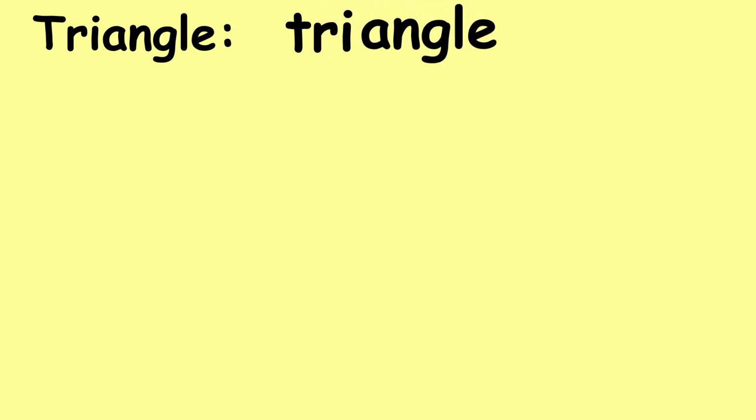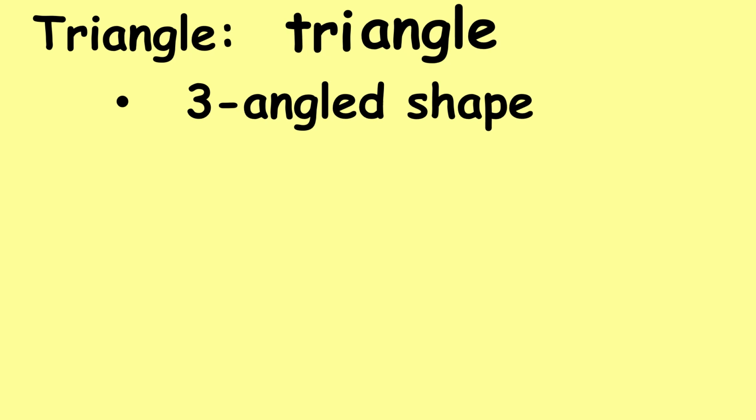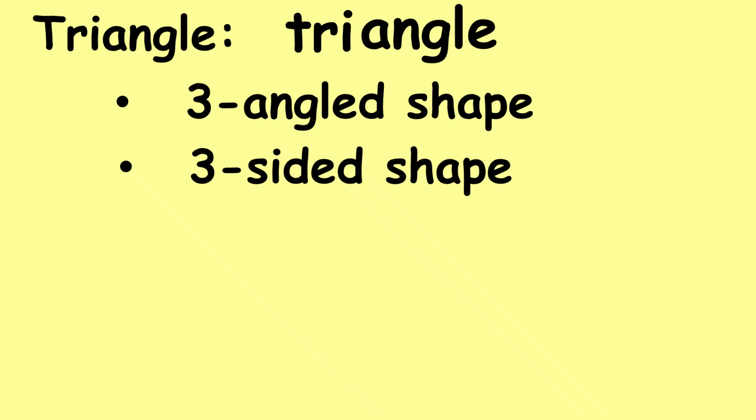Now, the word triangle comes from tri and angle. Tri and angle coming together makes the word triangle. So tri meaning three and angle. So it's a three-angled shape. A triangle is a three-angled shape, and it is also a three-sided shape.